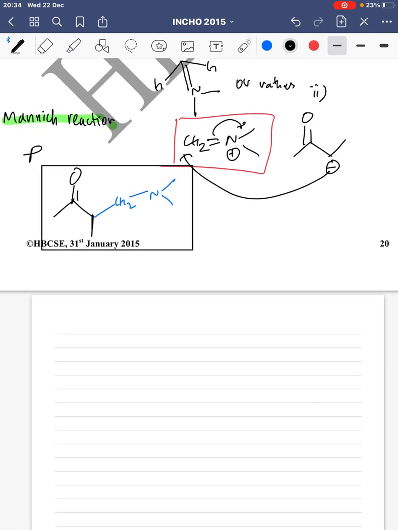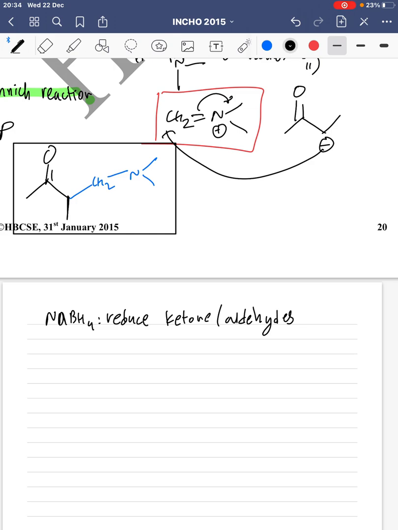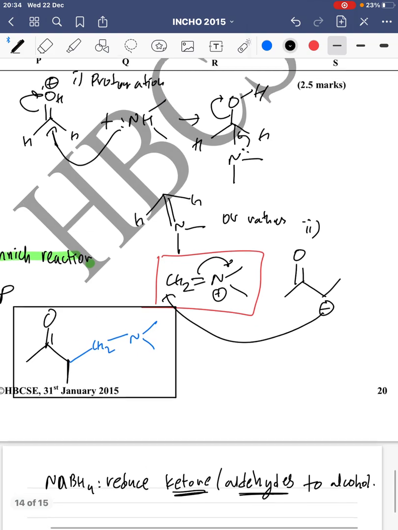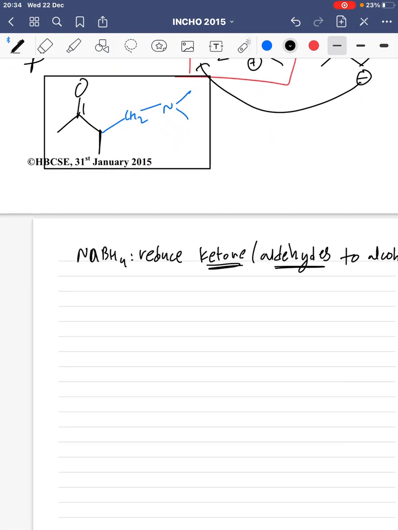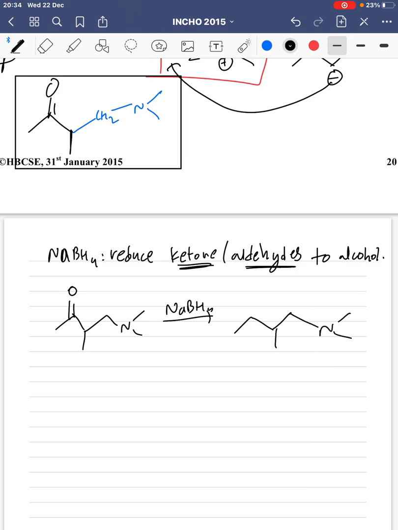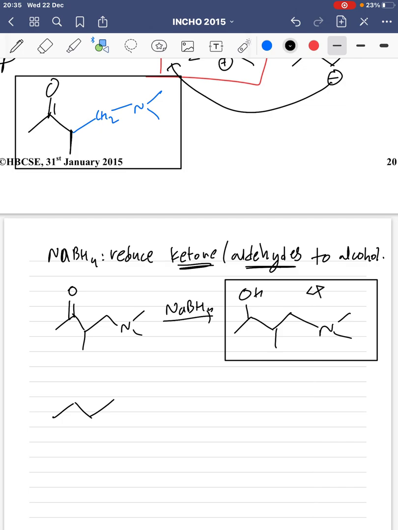Let's move to the Q part, that is adding NaBH4, which reduces ketones or aldehydes. It cannot reduce the carboxylic acids because it doesn't have that reducing nature, to primary or secondary alcohol depending upon ketone or aldehyde. Now we'll proceed from here. So this was our product from the previous reaction. If we add NaBH4, this ketone would get reduced to alcohol. And now we'll have this alcohol. So this would be our answer for Q part.